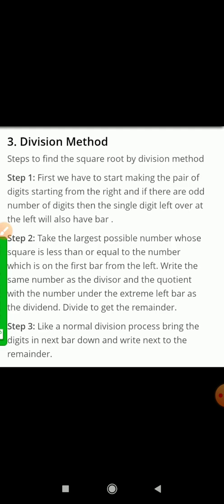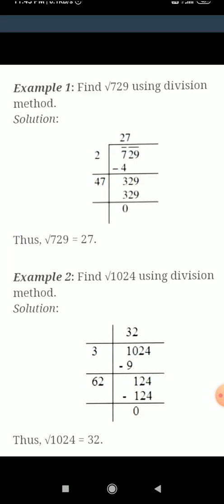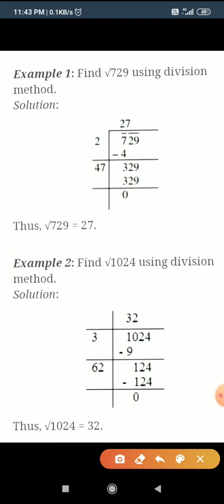To understand this method, let us take an example. Find the square root of 729 using the division method. First we will make pairs starting from the ones place. So 29 will be a pair and 7 is a single digit, so there also we will put a bar. After that, think of the largest possible number whose square is less than or equal to 7. 2 squared is 4 and 3 squared is 9. We cannot take 9. So 2 into 2 is 4. 7 minus 4 is 3. Now bring down this 29 so that the remainder becomes 329.